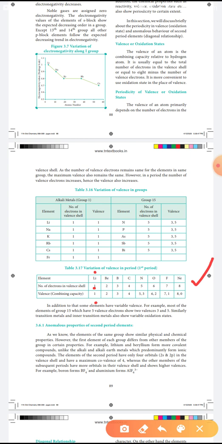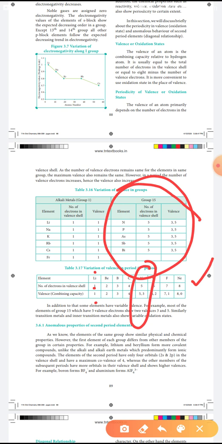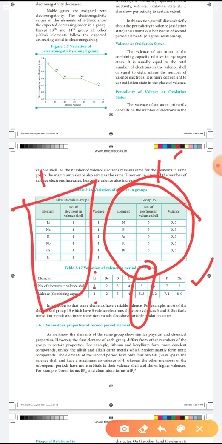In addition to that, some of the elements have variable valency. For example, most of the group 15 elements, which have 5 valence electrons, show valence 3 and 5. Similarly, transition metals and inner transition metals show variable oxidation states. Okay, so these are the elements. Nitrogen is a 15th group element, so outer 5 electrons.